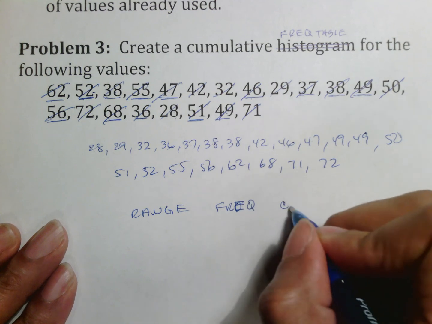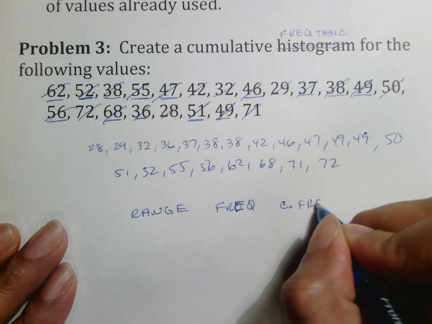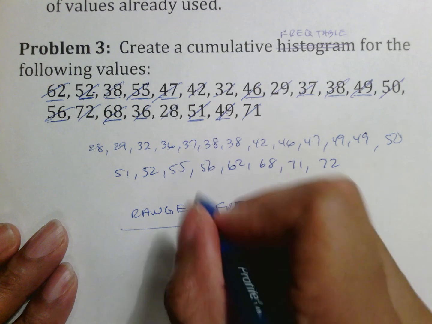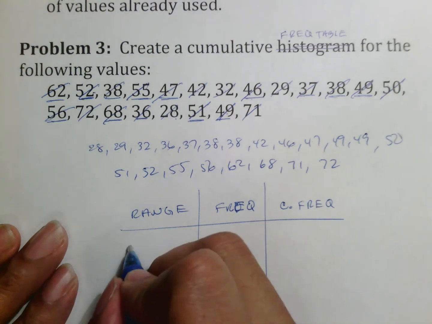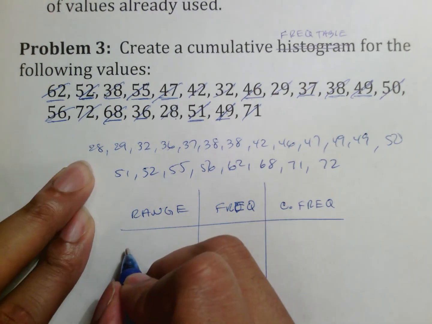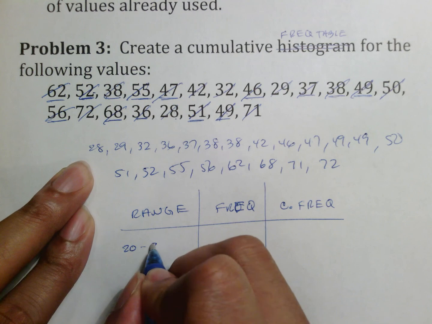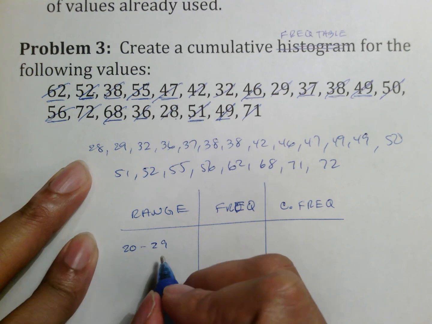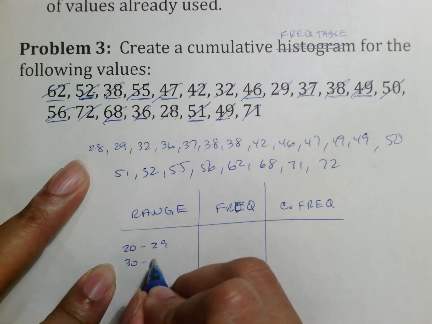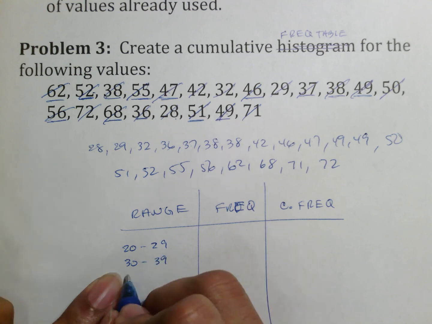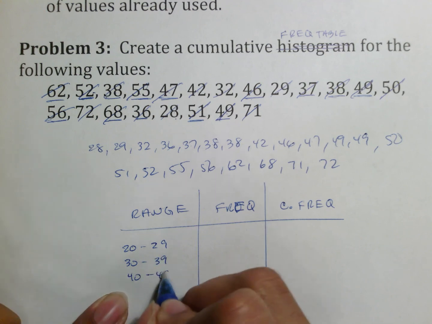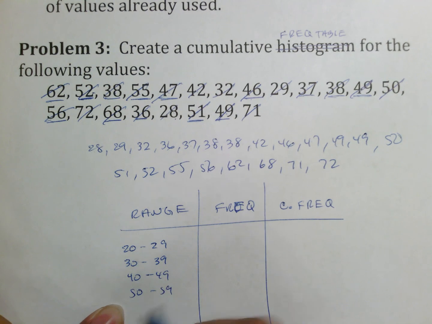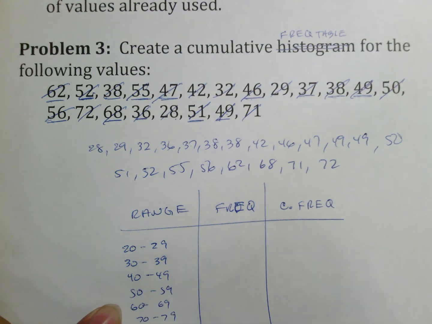But then we have the cumulative frequency, which is really what they're asking for in this table. So our range, we don't need 0 through whatever because we know it starts at 20. So we got 20 to 29, right? And then 30 to 39, and then 40 to 49, 50 to 59, 60 to 69, and 70 to 79 is my range.